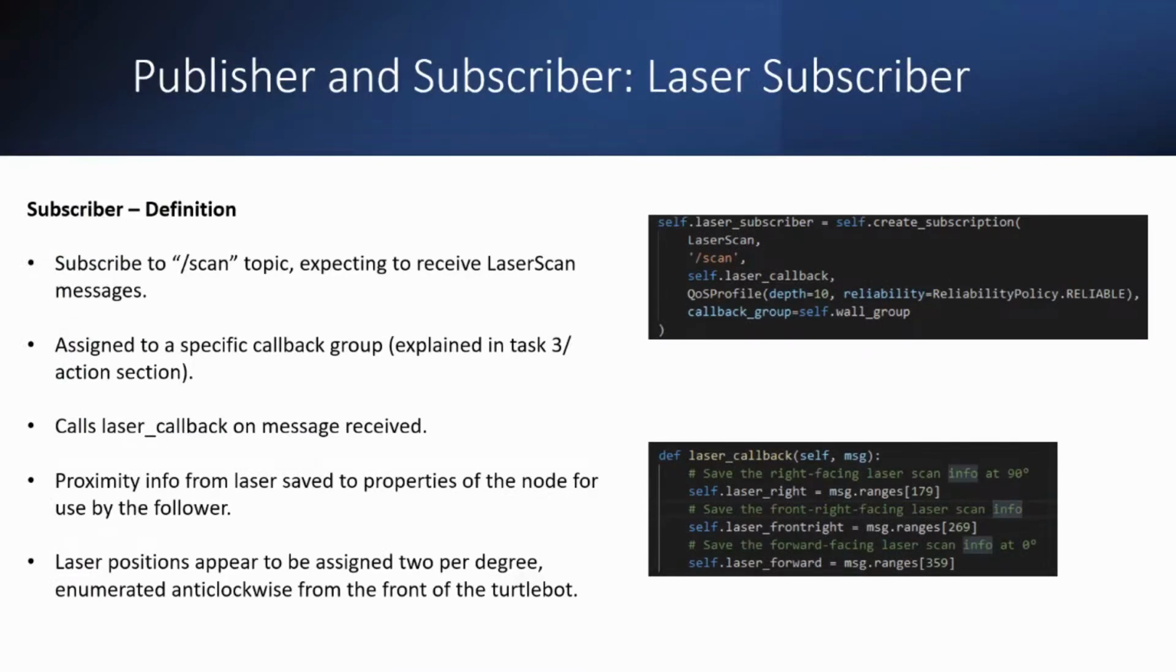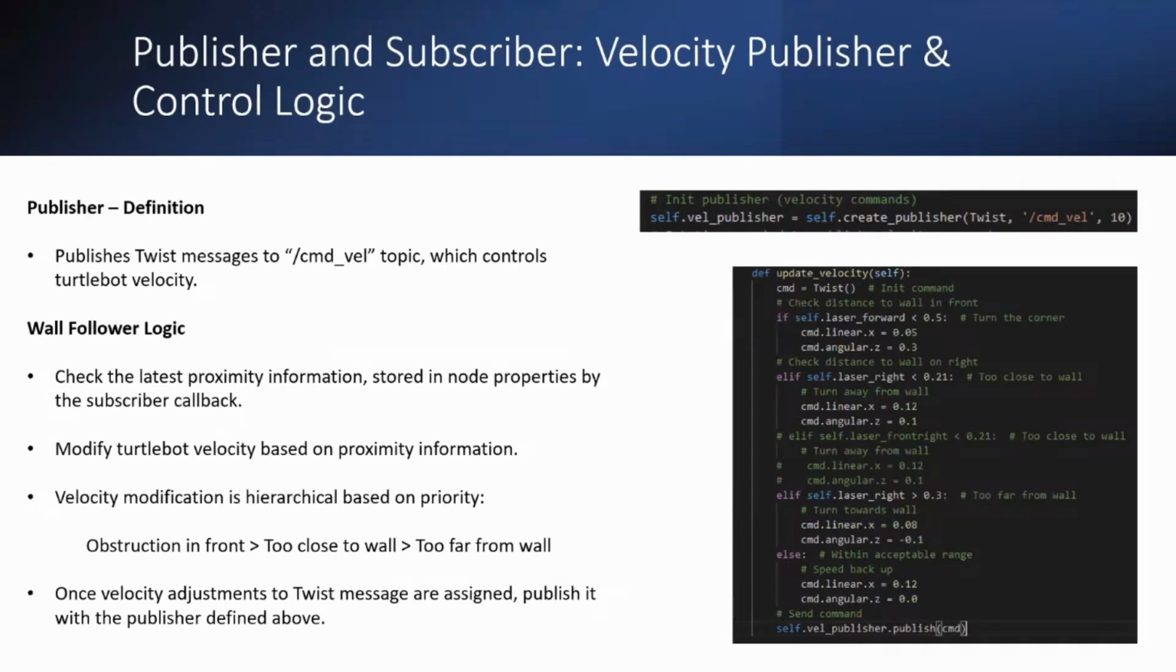So the laser callback saves data to the node's properties so that they can be accessed later by other methods of the node, and that allows the Turtlebot to monitor its environment, as it were, as it moves around the course. So after defining and instantiating the subscriber, I also define a publisher, which publishes to the CMD vel topic, which, as I said before, controls the velocity of the robot.